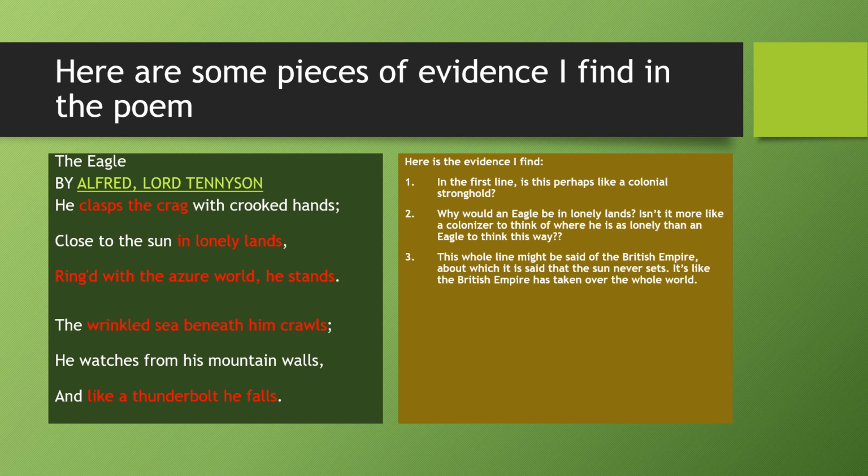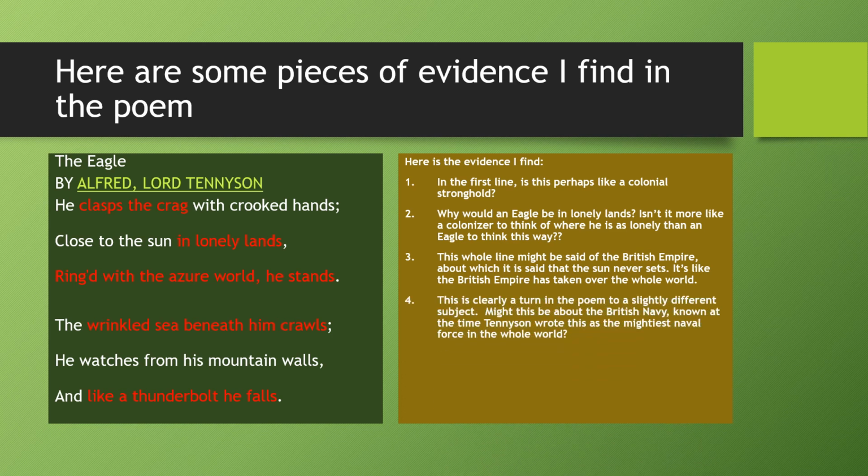Admittedly, an eagle could appear majestic just standing on the edge of a cliff. It could be literally that, but I'm suggesting that we might interpret it as a colonial statement, a pro-colonial statement.